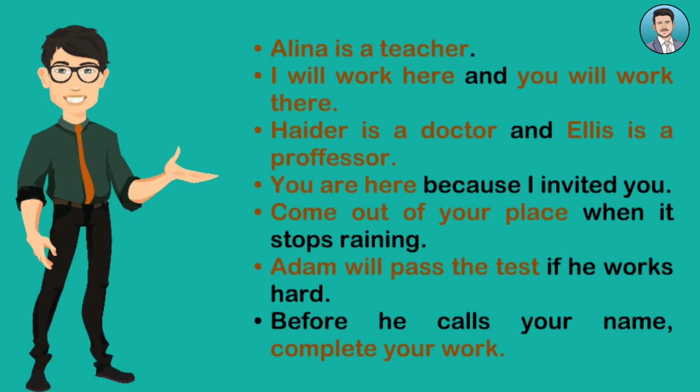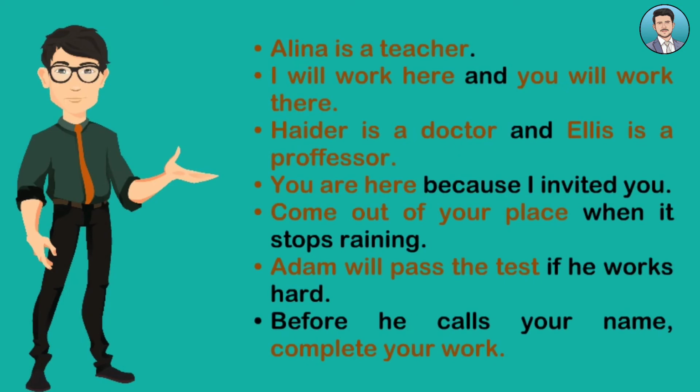Whereas in the next sentence, you are here because I invited you. See, why are you here? Because I invited you. So you are here, that is the main clause. But why are you here? The next part is actually giving us some more information about the main clause. And that's the function of a subordinate clause. A subordinate clause gives us some extra information about the main clause. So you are here is the main clause. Because I invited you is the reason, so it becomes a subordinate clause.